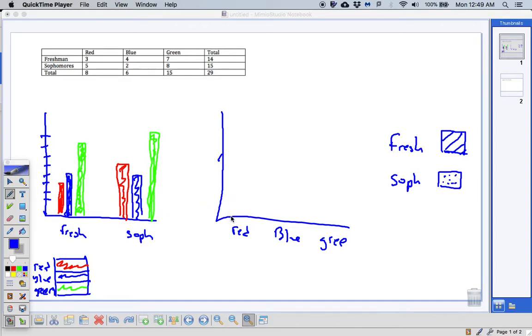Okay, so for red for freshmen, it was 3. And for sophomores, it was 5. And so on. We do blue is 4 and 2. And then the green, 7 and 8.